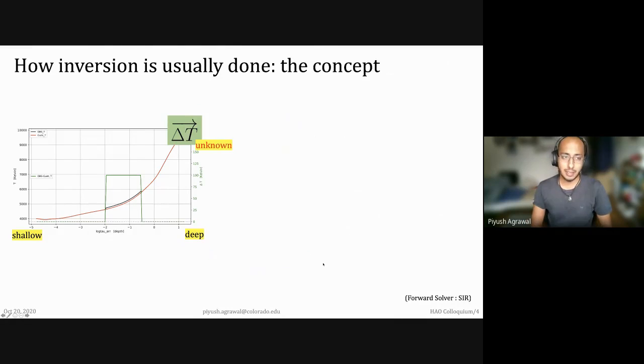So the next question is how exactly the inversion is done, the basic concept. Here I'm plotting the temperature on the y-axis, and on the x-axis is the depth. The red curve is a starting guess model, I'll explain what exactly that means. The black curve, that you can barely see, is the observed atmosphere that you're trying to invert for. Everything here is artificial, there are no observations as such. And the green curve is the difference between the black and the red curve, which is the delta T, and which is the unknown.